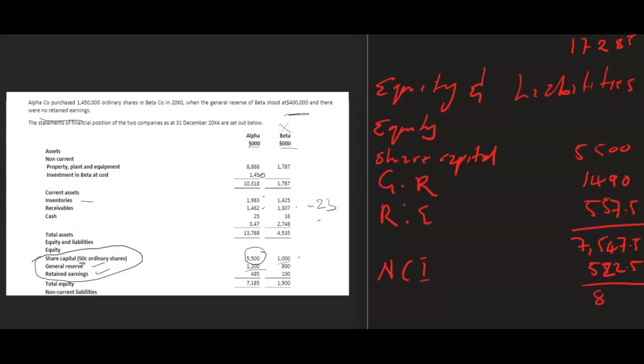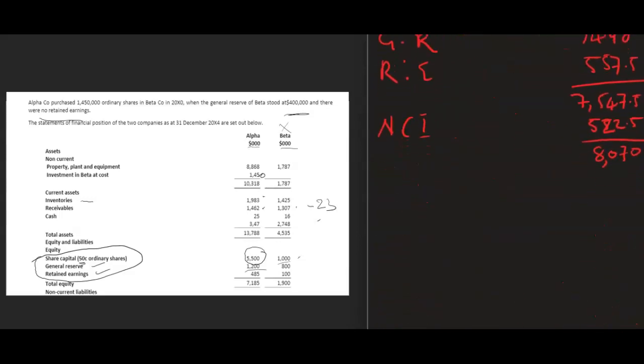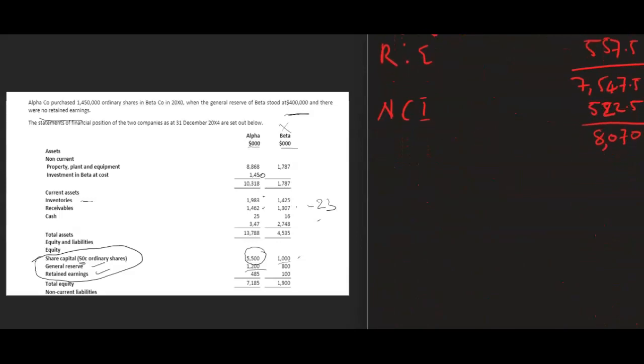We are getting 8,000 and what? That's 8,000. Let's calculate. What's that? 8,070. All right. Okay, let's proceed. 8,070. So that was our equity side. Our liability side. Liability. Non-current liability.